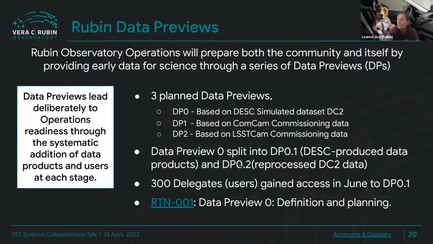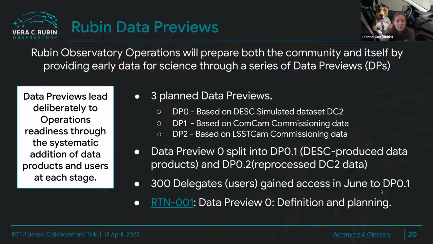We've split this into two: DP0.1, in which we simply served the DESC-produced data products. These were produced with version 19 of the science pipelines several years ago. And DP0.2, in which we will serve the reprocessed DC2 data sets, taking the most recent version 23 of the science pipelines and serving those data products out. We opened this up to 300 delegates, AKA users, in June of 2021. And that has been very successful.